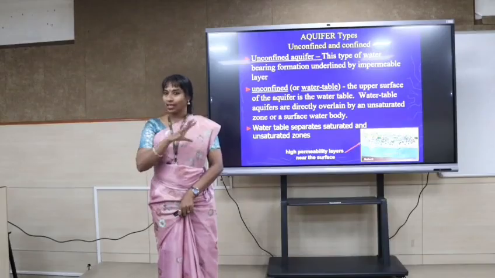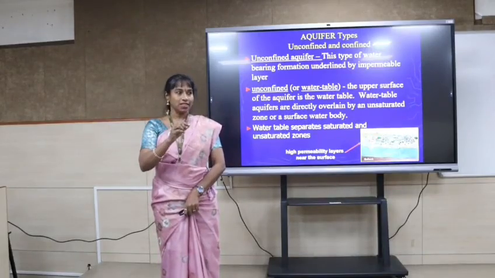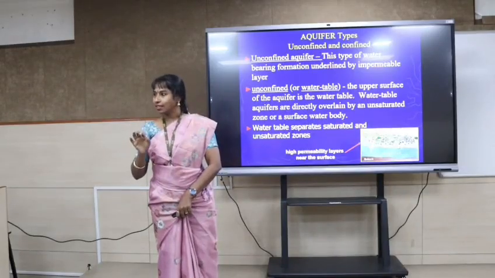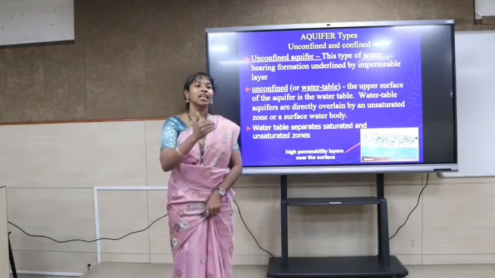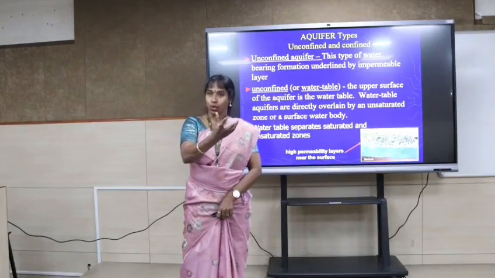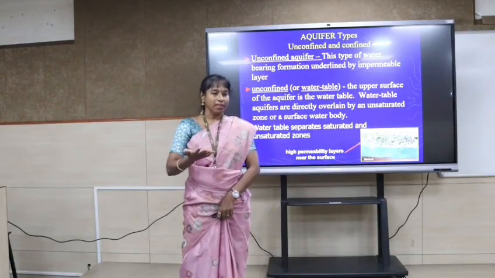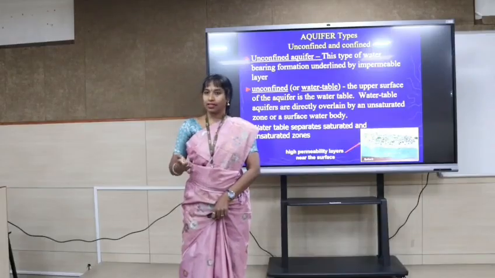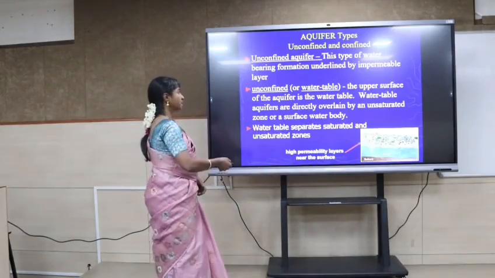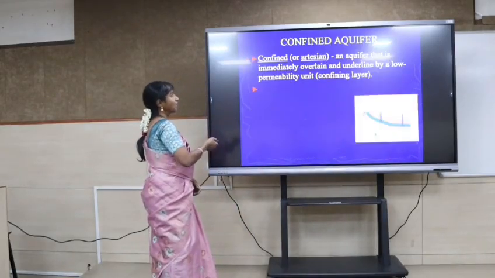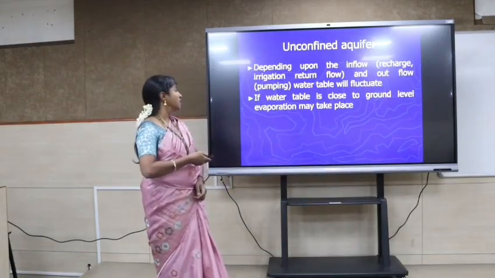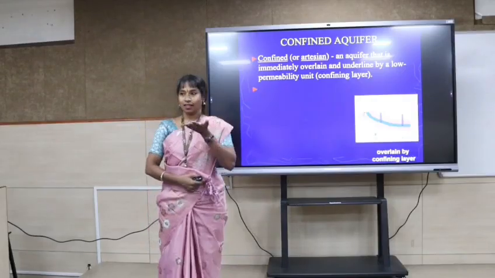Okay, so now I will come to the aquifer. Unconfined means the aquifer is underlain by an impermeable layer. That is called an unconfined aquifer. So at the top it can absorb the water, whereas at the bottom it will be like a solid rock. That is one kind of aquifer type. Another type is confined aquifer.